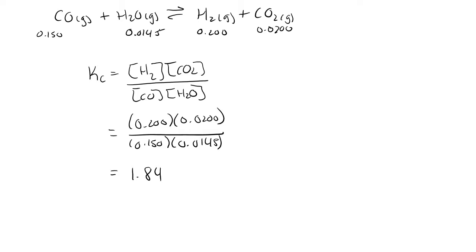So what does this mean? It means your Kc value is greater than 1, which means products are favored. And so now we have quantitatively said that we are favoring the products. Now you could, therefore, draw a bigger arrow pointing towards products, knowing that is the direction of favor. Very simple. Write your equilibrium expression, plug in the data, solve.